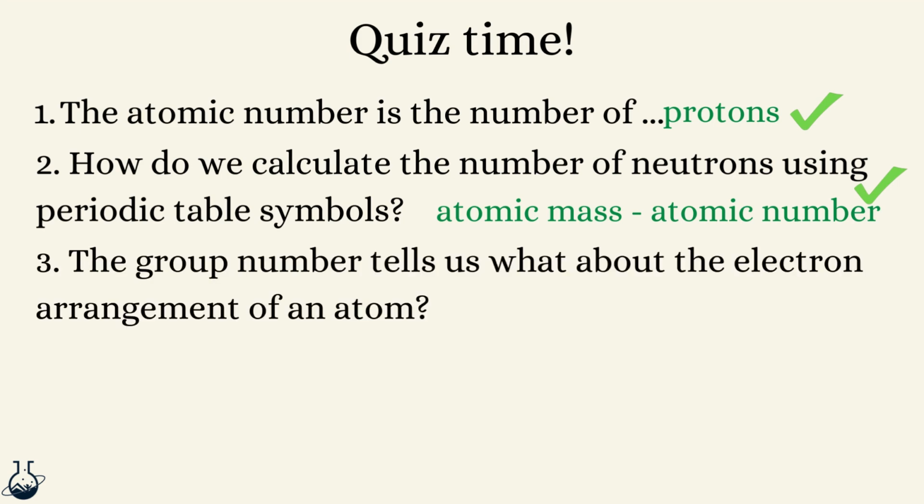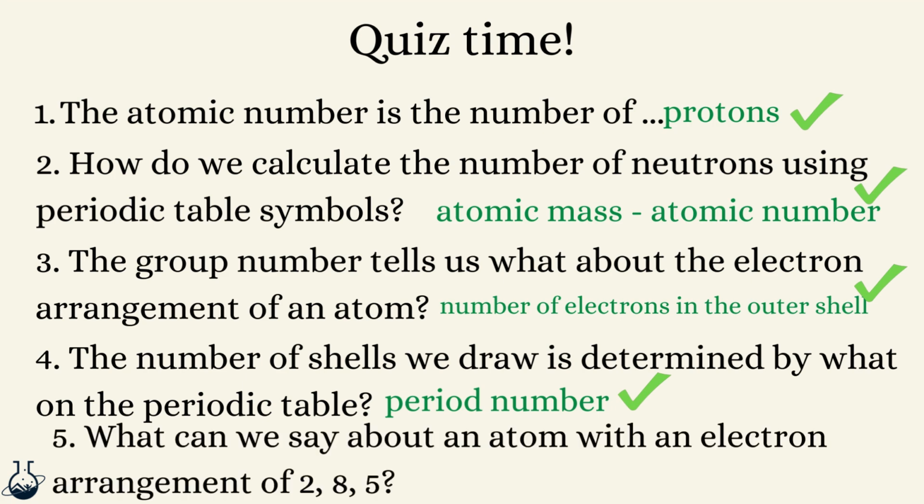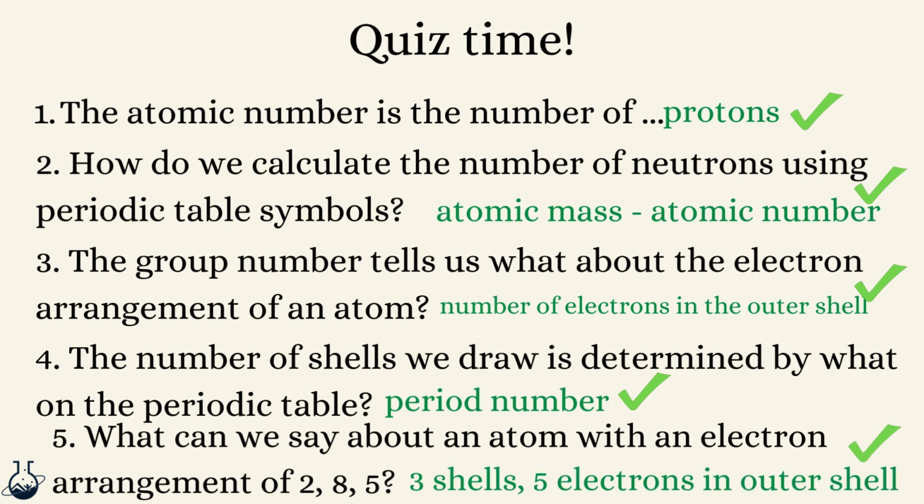Question number 3. The group number tells us what about an electron arrangement of an atom? Yes, the number of electrons in the outer or valence shell. Question 4. The number of shells we draw is determined by what on the periodic table? And final question. What can we say about an atom with an electron arrangement of 2, 8, 5? It has 3 numbers, which means 3 shells, and 5 electrons on the outer shell.